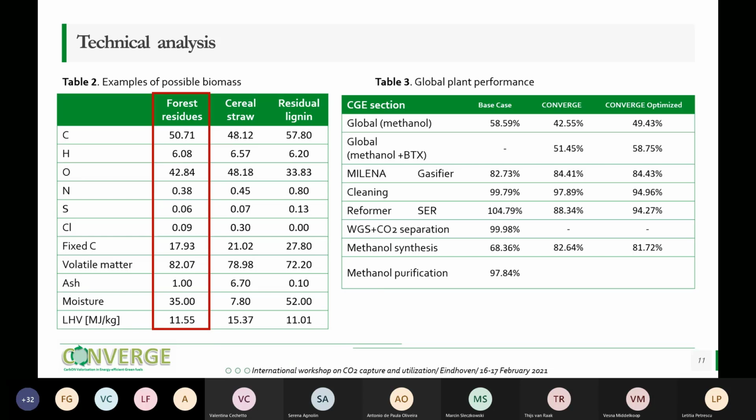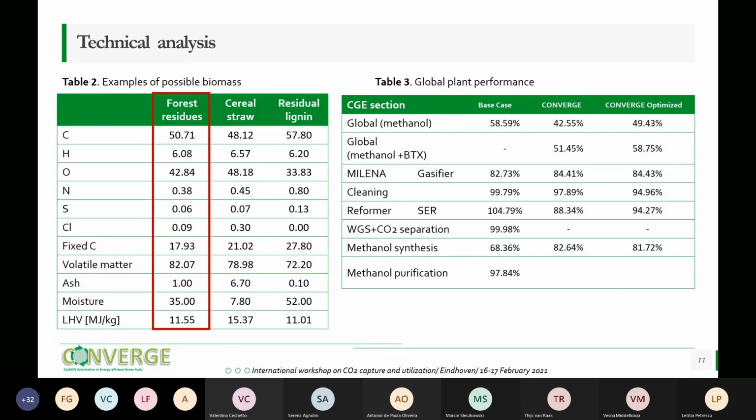The coal gas efficiency was calculated as the heating value of the product gas divided by the heating value of the feedstock. I would like to mention that for the Converge technology, several designs have been investigated using process modeling and simulation tools. One of the preliminary designs is reported here under the name Converge, and the best design obtained up to this moment is also reported under the name Converge Optimized.